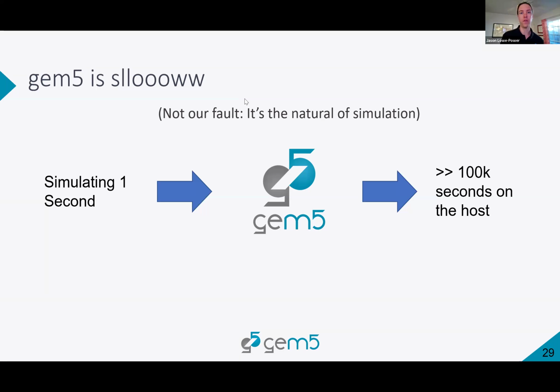Simulating a second in gem5 with a multi-core CPU takes about 24 hours on your host. So we're on the order of 100,000x slower than real life, which, to be honest, is not bad for a cycle-accurate simulator, but it's really slow. You can't run really big workloads, things that take minutes or hours in gem5. You'd be waiting for days or years.